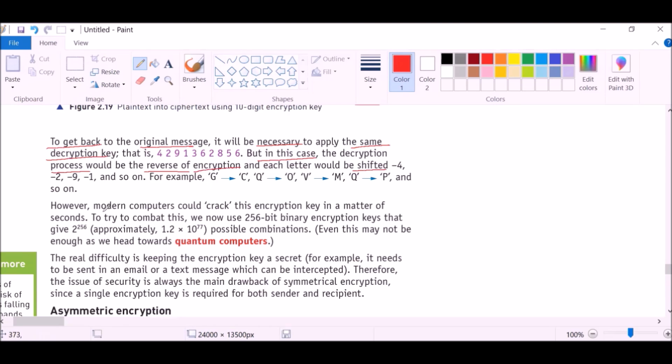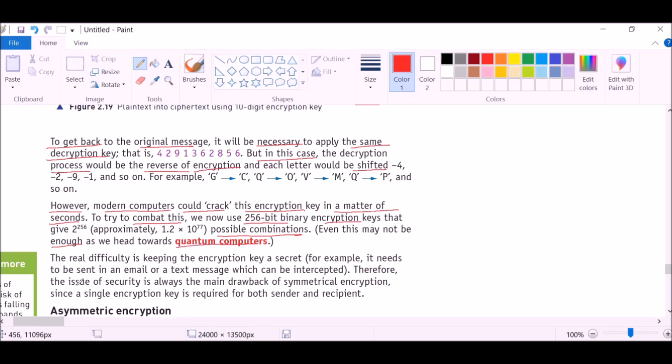However, modern computers could crack this encryption key in a matter of seconds. To try to combat this, we now use 256-bit encryption keys that give 2 to the power 256, or approximately 1.2 times 10 to the power 77 possible combinations. And we must note, even this may not be enough as we head towards stronger quantum computers.